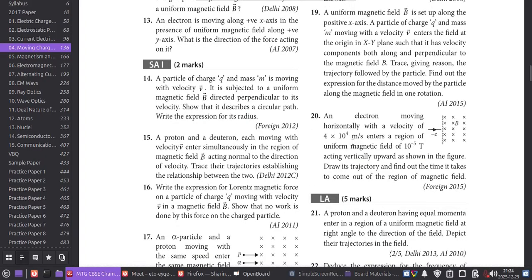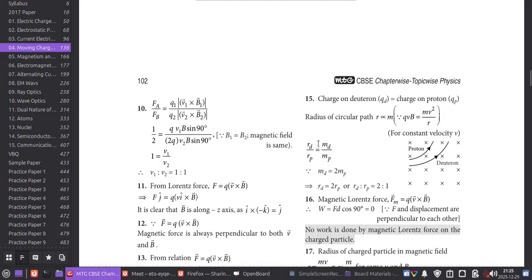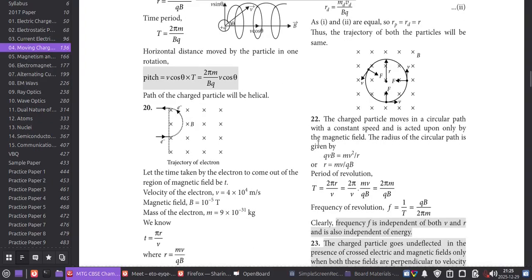Now question number 20. An electron is moving horizontally with a velocity of 4 times 10 power 4 and enters a region of magnetic field 10 power minus 5 acting vertically upwards in the figure. Draw the trajectory and find the time it takes to come out of the region of the magnetic field. Drawing the trajectory is okay. We have to find the time it takes to come out of the region. Let me see the solution. Actually, it is a semicircular track.